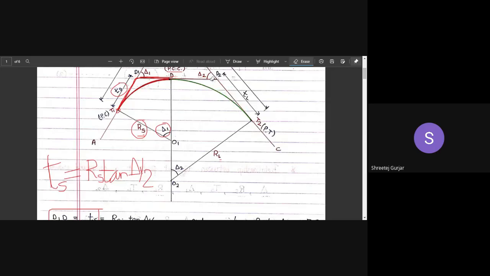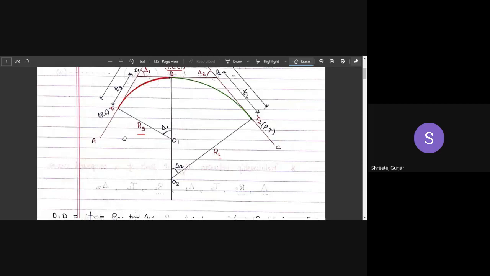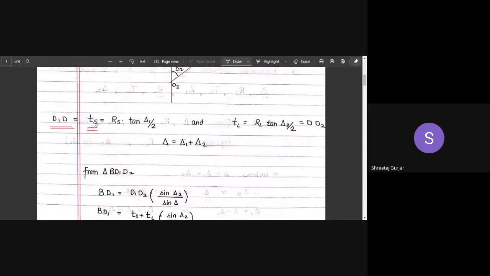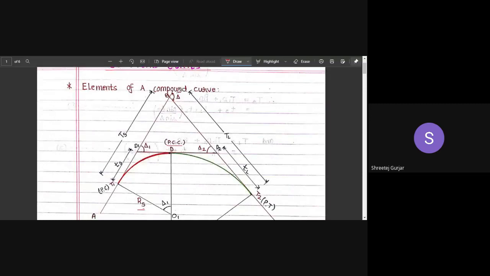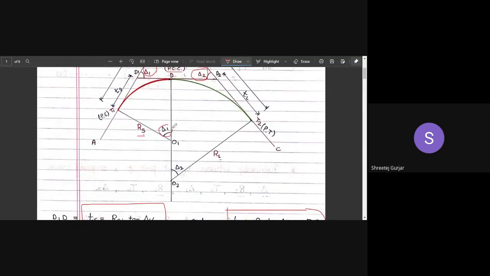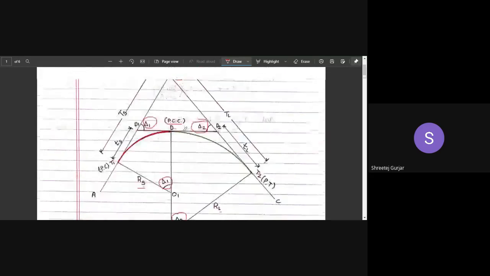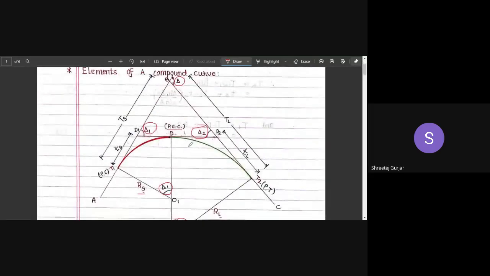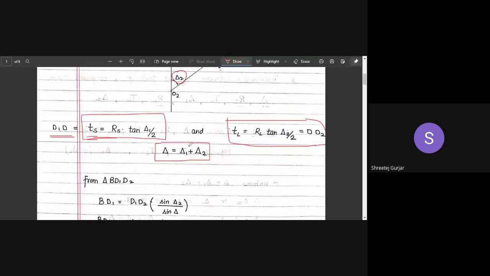Okay, so now moving on. This we have derived, no problem. TL and TS, we know how we got this. Next, one more property of this compound curve is that delta, the total subtended angle, is equal to delta 1 plus delta 2. This is also an important property. You have to remember that delta 1 plus delta 2 is equal to the total delta at PI.